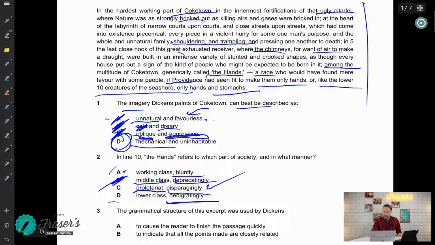Denigratingly. So do they denigrate and are they lower class? Yes. So let's get rid of A because it's not blunt, it's very hyperbolic and effusive in the language, leaving us with two answers, okay? So D is good. But if you notice, we don't know for sure that they are lower class. So proletariat means working class. Because we don't know how rich or how not rich they are, we can't go with lower class. We can only go with C.